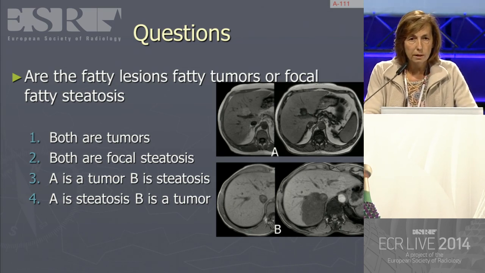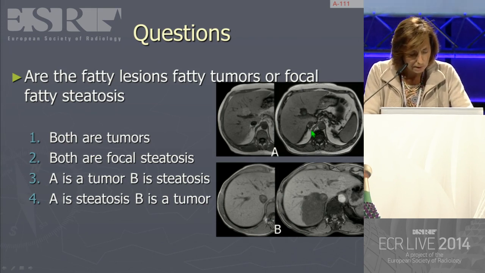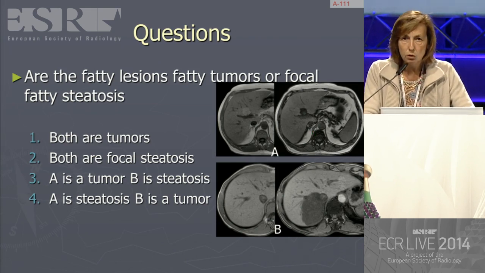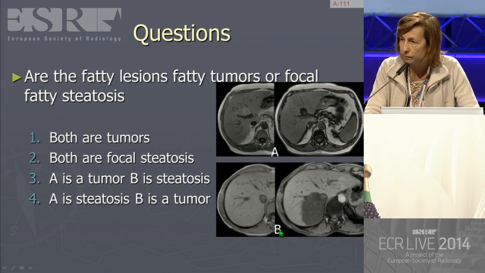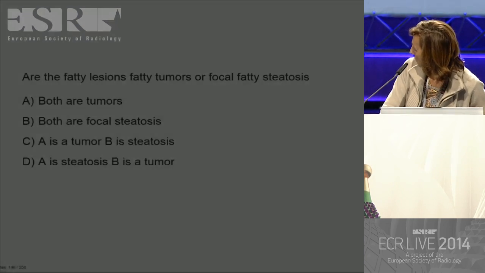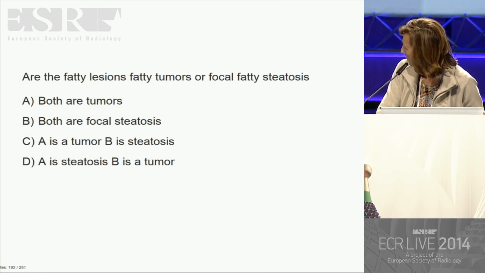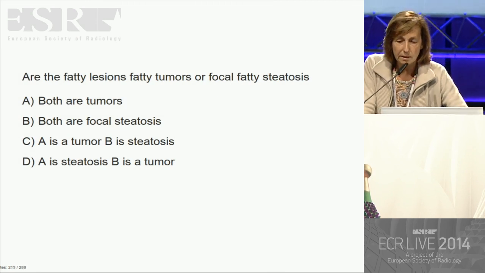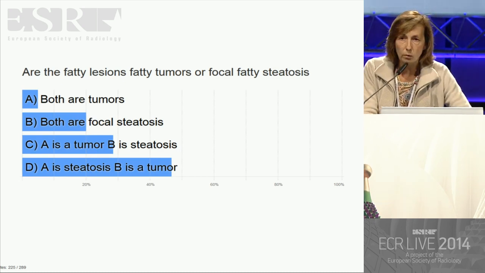So I ask you whether these two lesions are fatty tumors. This is answer 1. Whether both are focal steatosis. This is number 2. A is a tumor and B is a steatosis, or the reversed. A is a steatosis and B is a tumor. Can I see the results, please? A is the steatosis, B is the tumor. You are right. Excellent.